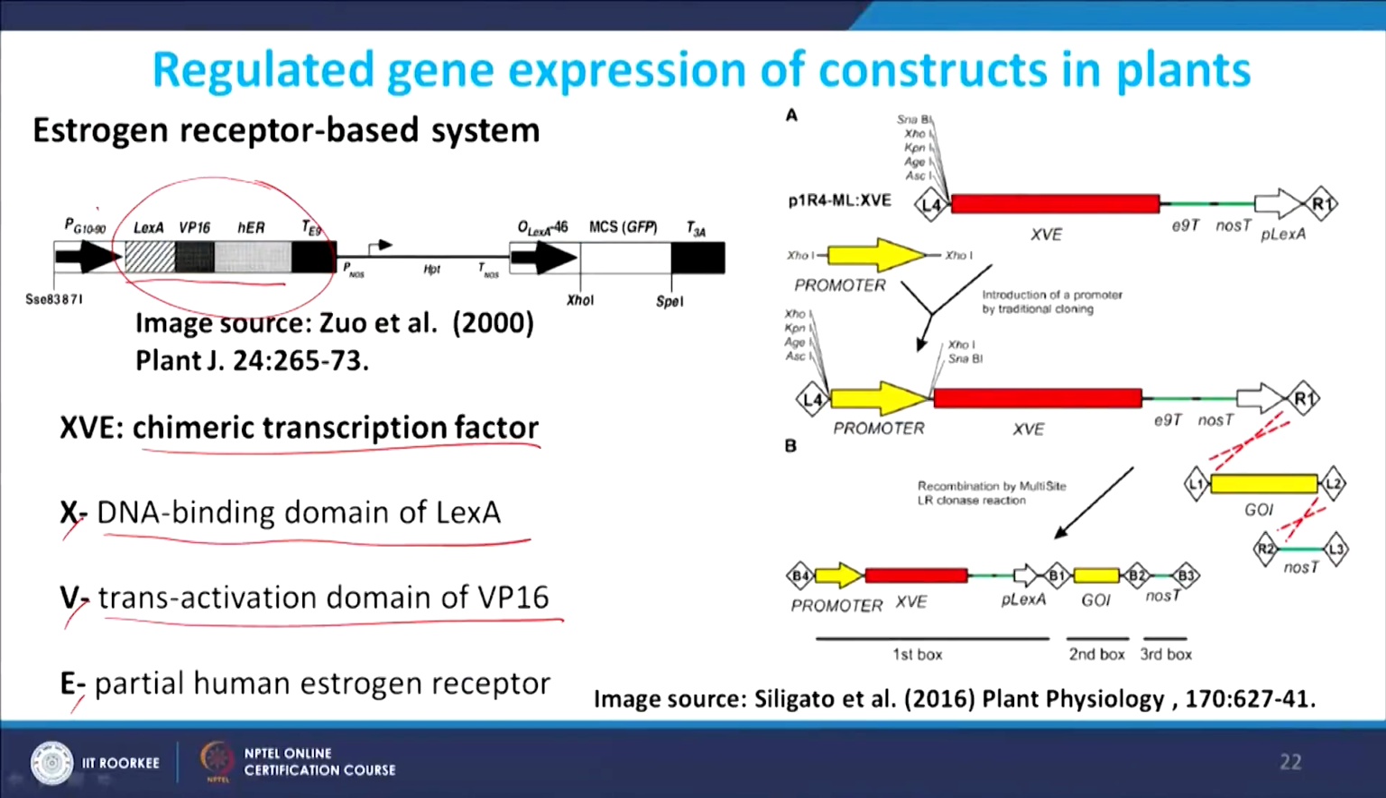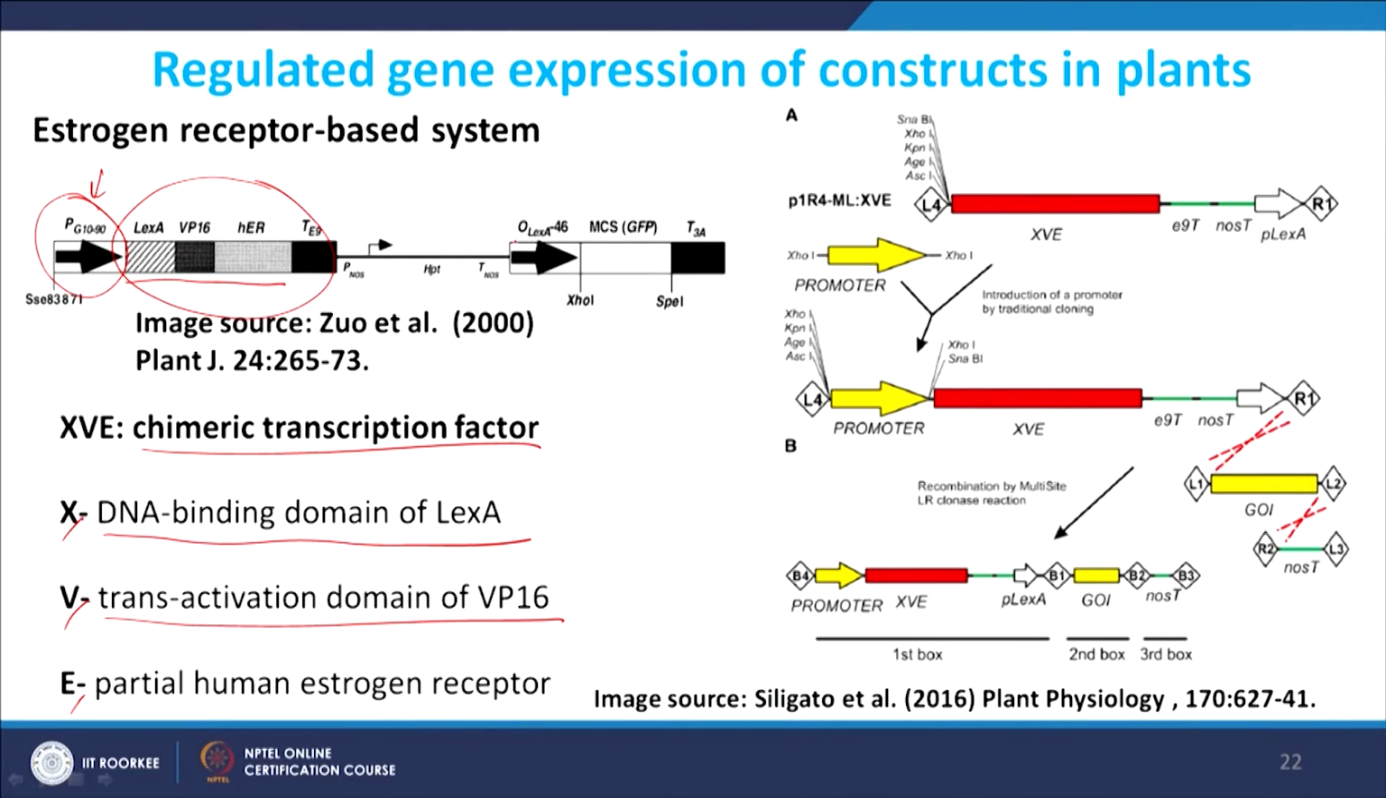And when you drive this expression under any promoter, if you choose a tissue specific promoter, you can drive this XVE only in a specific tissue wherever you want. Why is this required? Because the previous delta GR based system you can use only for proteins which are functional in the nucleus. If you want to study a protein which is not functional in the nucleus, that technique might not be very useful.